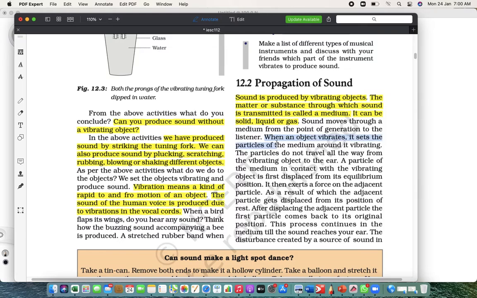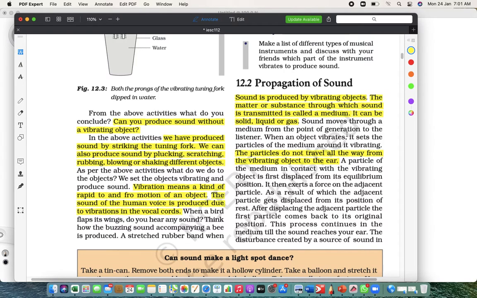When an object vibrates, it sets the particles of the medium around it vibrating. When a sound is produced, the particles, this is what I was telling you, do not travel all over. Only the disturbance travels. Most people have this confusion that the particles travel. No, the particles do not travel. That is the reason, when you try to speak, if you put your hand near your mouth, you will see a little air pressure.